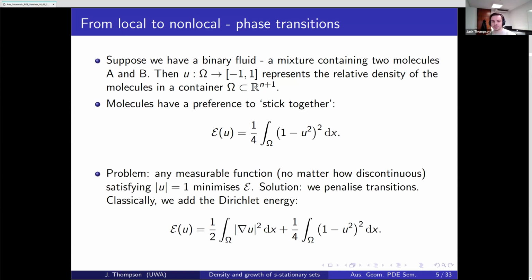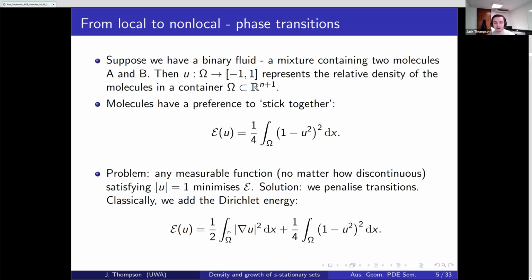The problem with such an energy is that any measurable function u, no matter how discontinuous, such that u squared equals 1 minimizes E. It comes out as 0. We don't observe this in nature, where we have millions of tiny spots of 1 and -1. So what we want to do is actually penalize transitions. It costs energy to transition from 1 to -1.